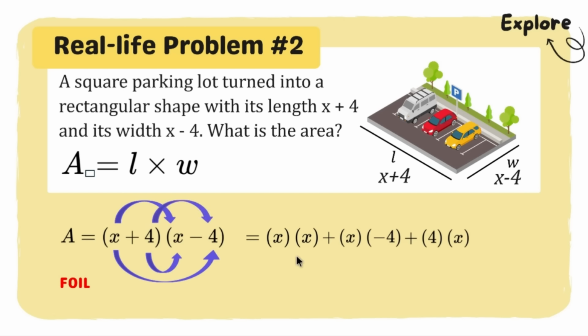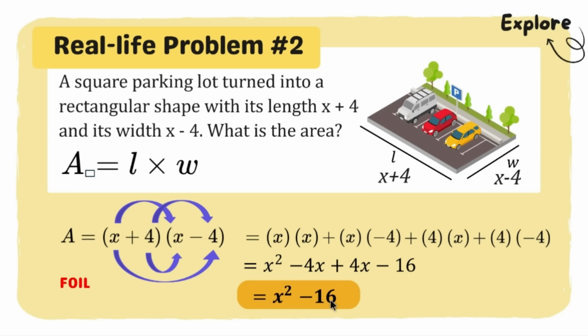Okay? So let's simplify. We will get the first term, x times x is x squared. Next one, x times negative 4 is negative 4x. Next one, 4 times x is positive 4x. And then last, 4 times negative 16 is negative 16. Can we add similar terms here? Yes, we have negative 4x and then positive 4x. If we add them, magiging 0. So, ang maiwan lang po is x squared minus 16.